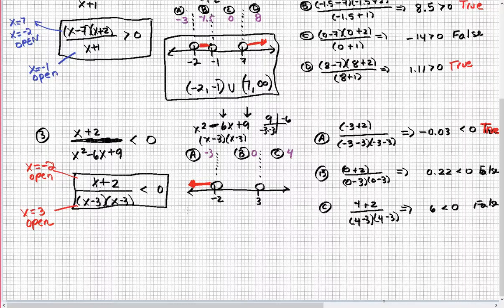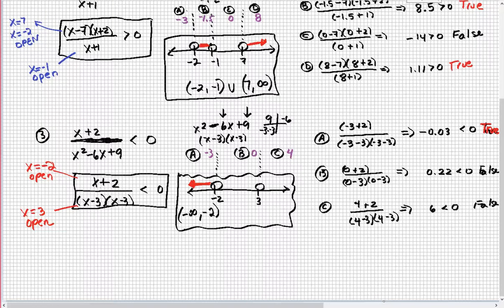So where does this start? This starts at -infinity, ends at -2, and they're both parentheses. And that's the only interval that you have. So that would be the answer for this one.